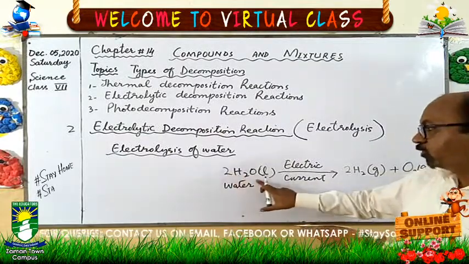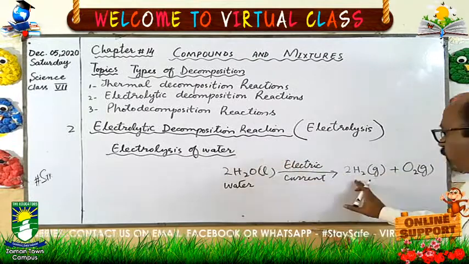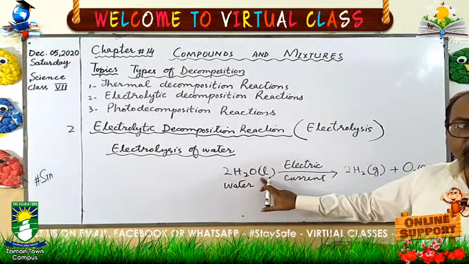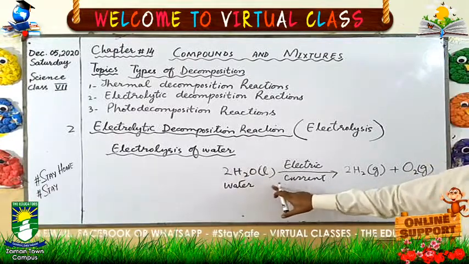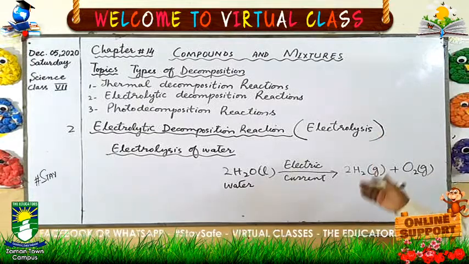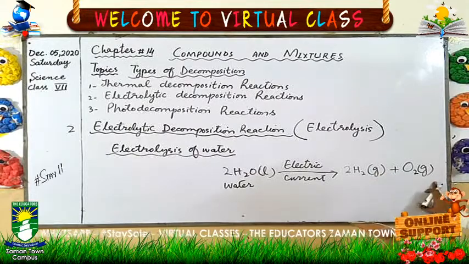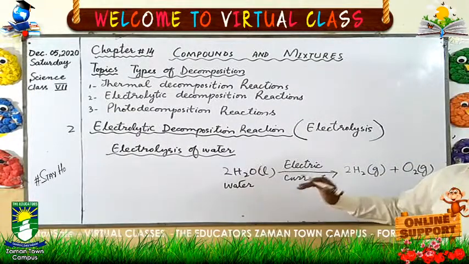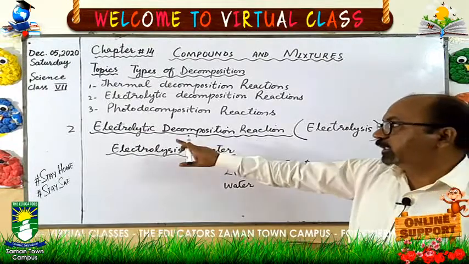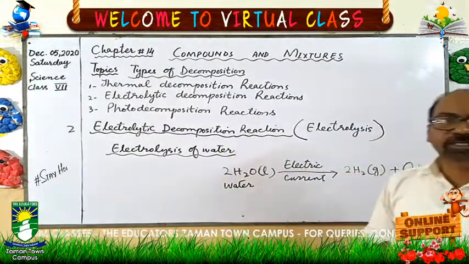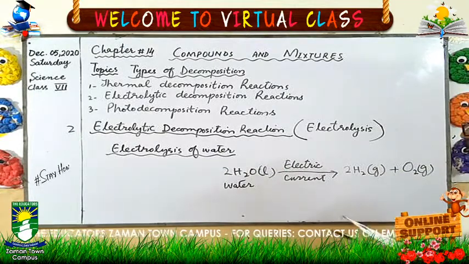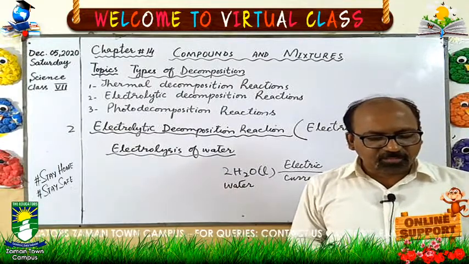Now this compound is broken down, decomposed into its constituent elements hydrogen and oxygen. The state of the water is liquid, while when it is broken down into separate substances, its constituent elements, it is broken down into the two gases with which it was formed. But this reaction is taking place due to the provision of electric current. So this is the reason that it will be called electrolytic decomposition or electrolysis. Next example is decomposition of sodium chloride.